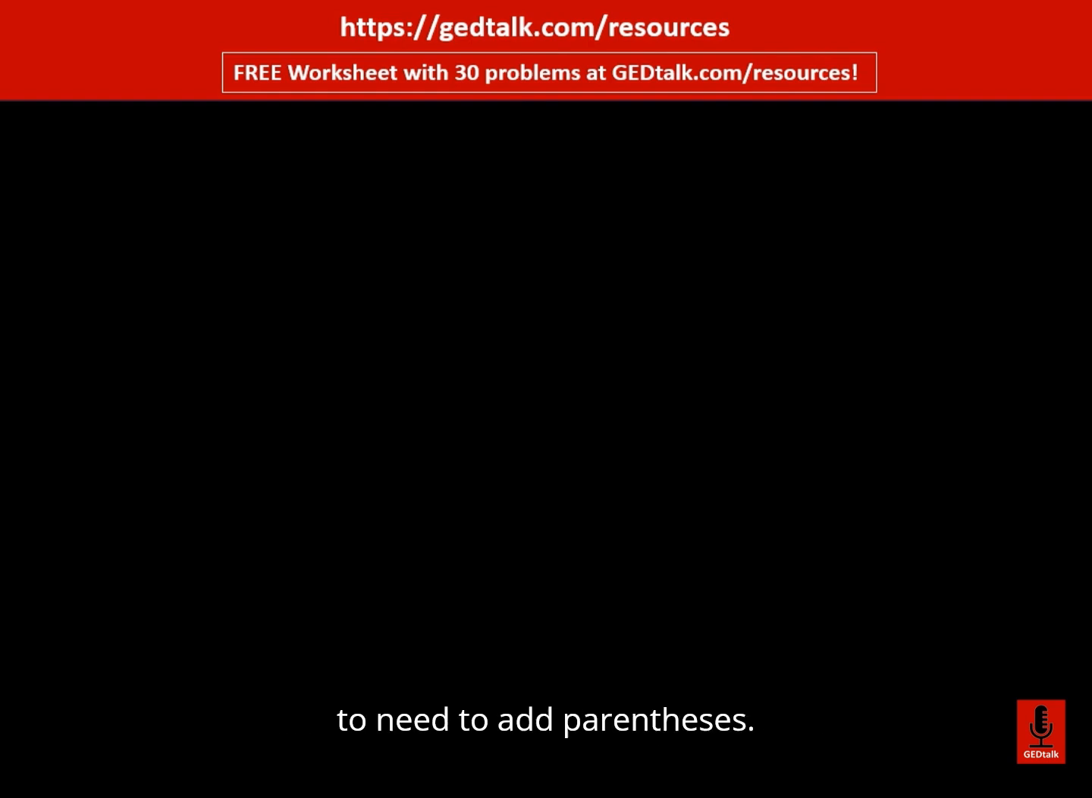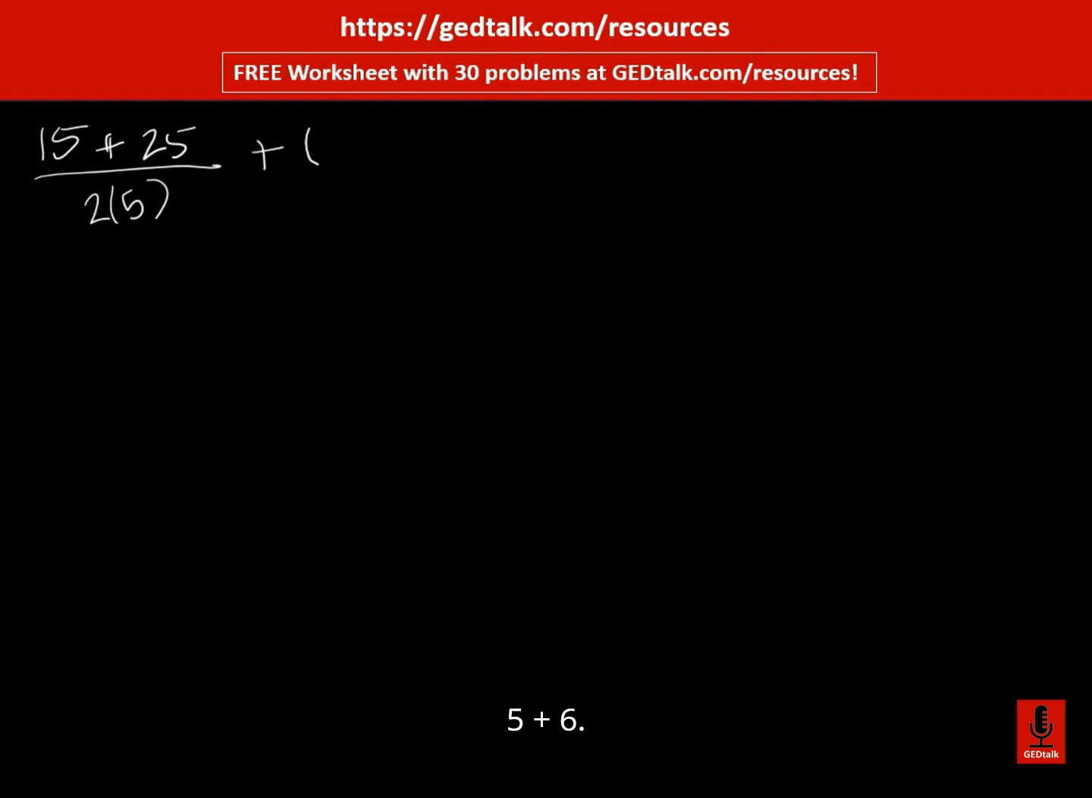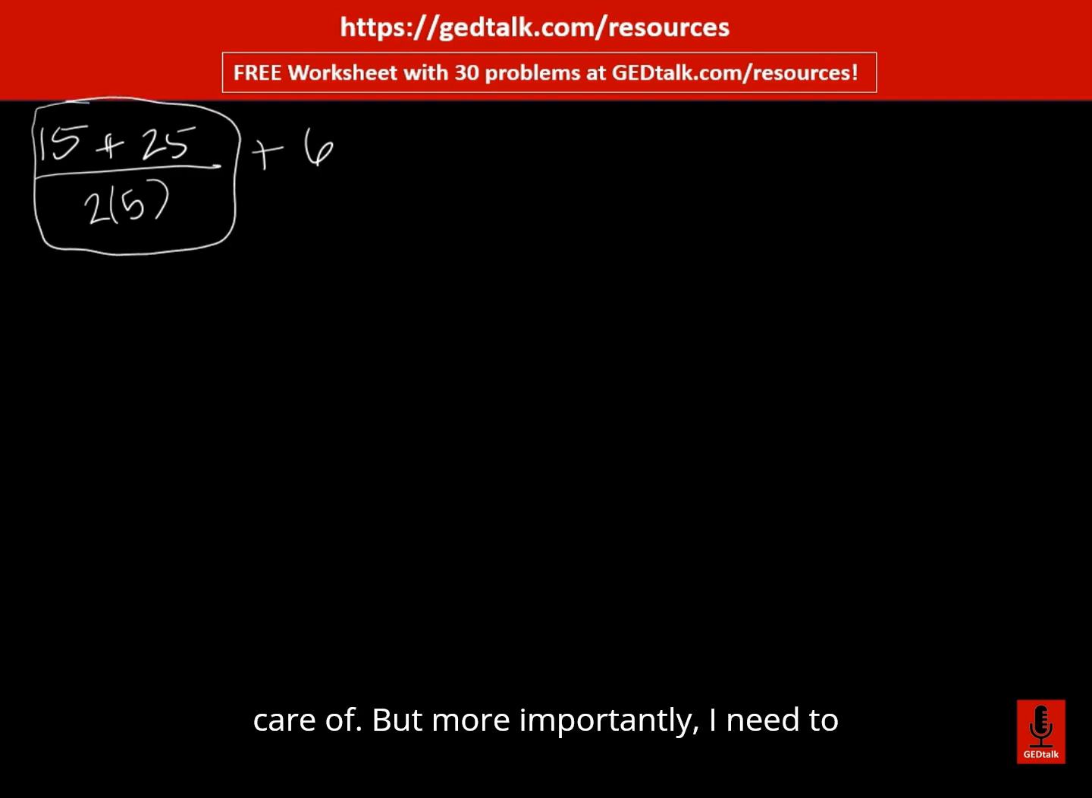So let's look at a problem where, if we were to go to our calculator, we're going to need to add parentheses. So I have 15 plus 25 over 2 times 5 plus 6. When I look at this problem, I know I'm going to start on the left and I need to take care of this fraction. More importantly, I need to take care of the numerator first because I'm going left to right, but also top to bottom. So 15 plus 25 is 40.